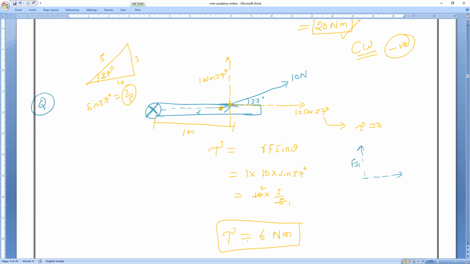Now F sin theta and this is the R. So does it go clockwise or anti-clockwise? Verify it. Tail to tail you have to join. Anti-clockwise. So torque is positive or negative? Positive. That's all it is.